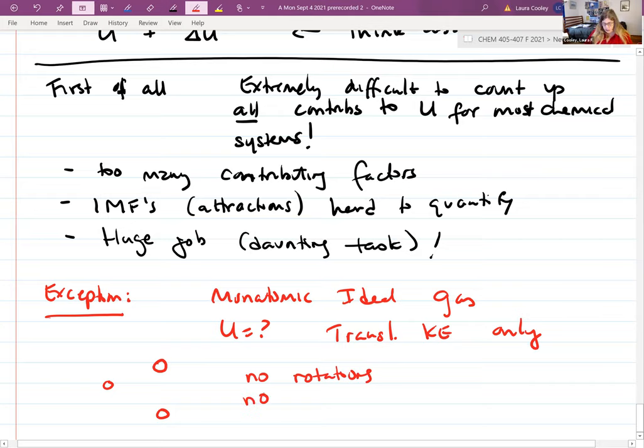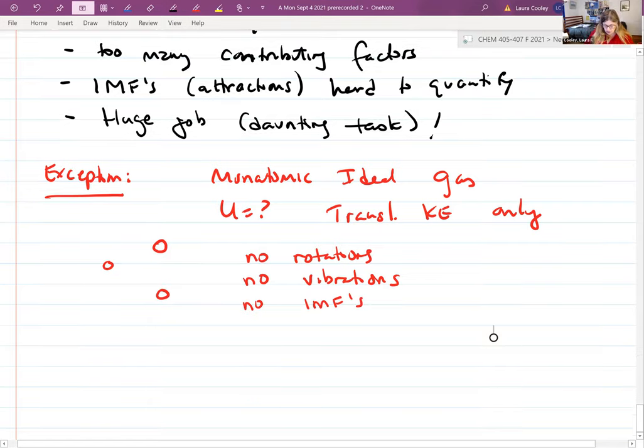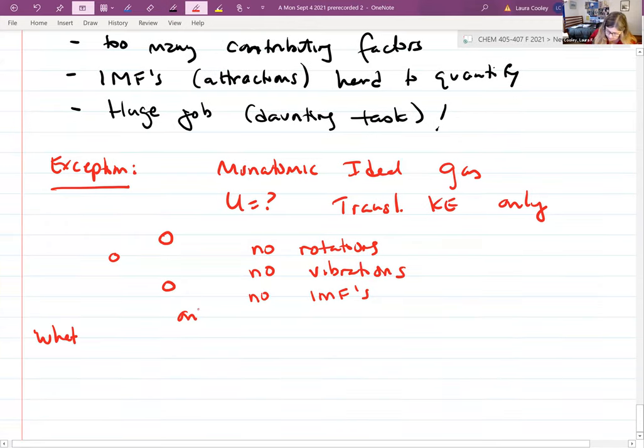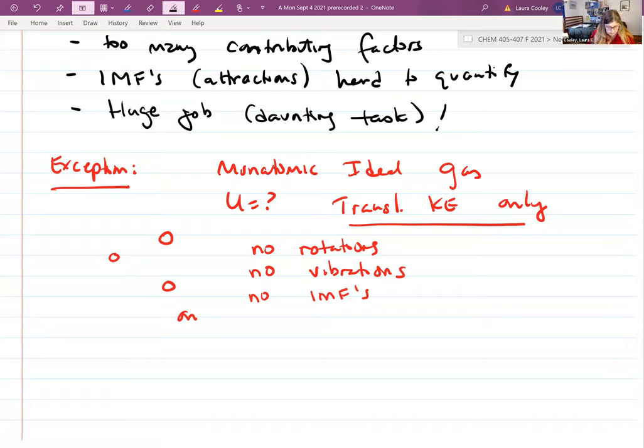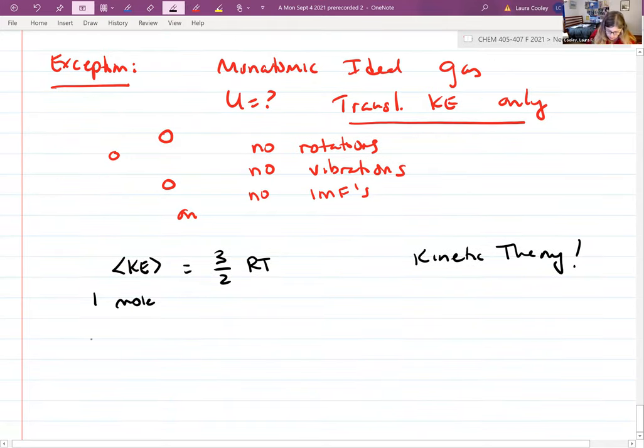There's no bond, so there's no vibrations. There's no intermolecular forces. It really only has translational kinetic energy. So what is the translational kinetic energy? Well, we know that the average kinetic energy for one mole is 3/2 RT, right? That's from the kinetic theory. Okay, so that's per mole. So we know that the molar internal energy is 3/2 RT.